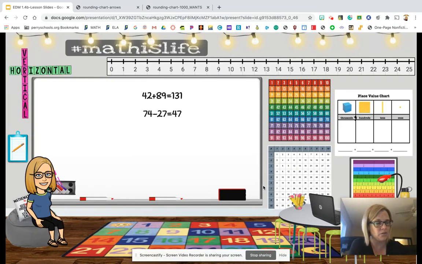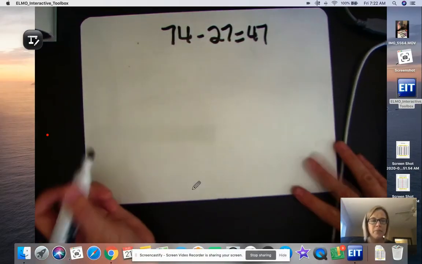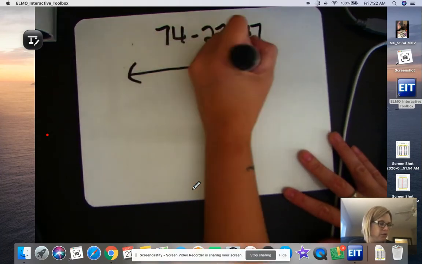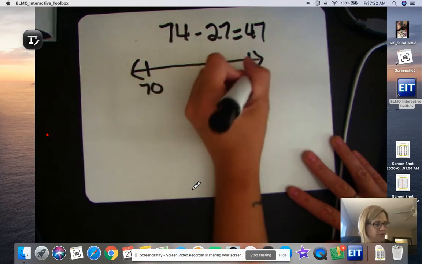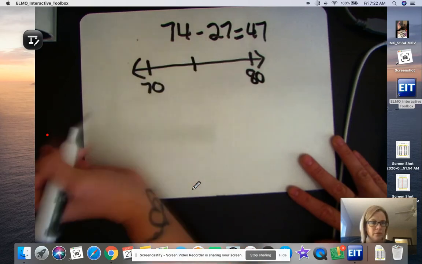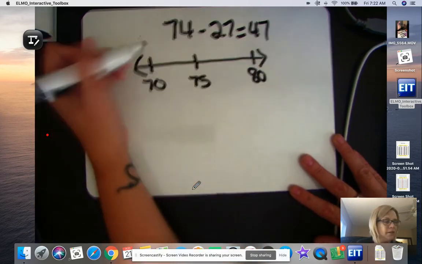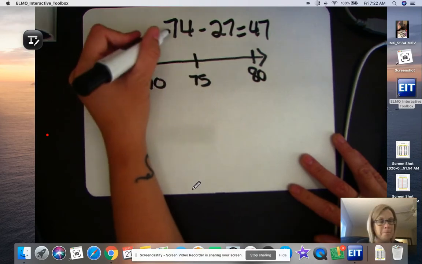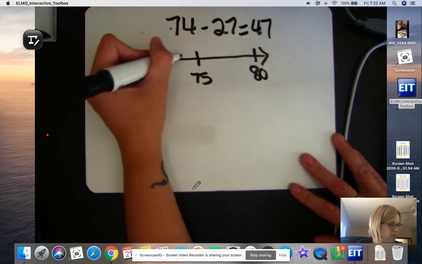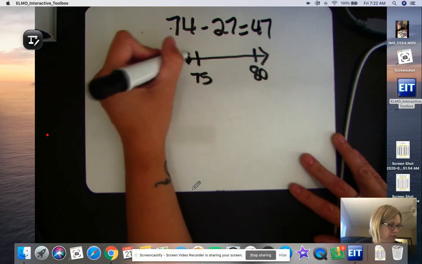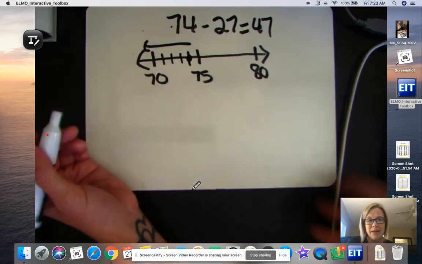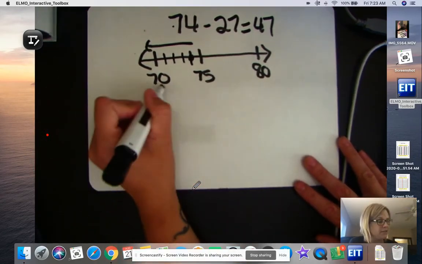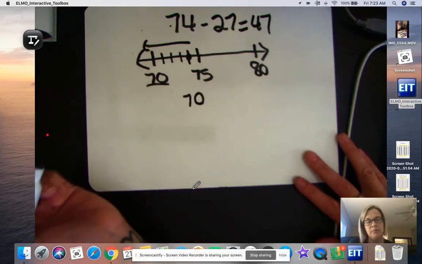74 minus 27 equals 47. So I'm going to go back to my problem, and I'm going to go through this, finding my benchmark points. So 70 and 80. Finding the middle would be 75, and then marking out my ones to find my original number. 71, 72, 73, 74 is right here. So because it is before 75, we're going to say round down to the nearest 10, and that's going to be 70. So 74 is close to 70.